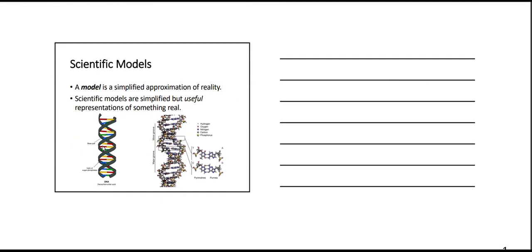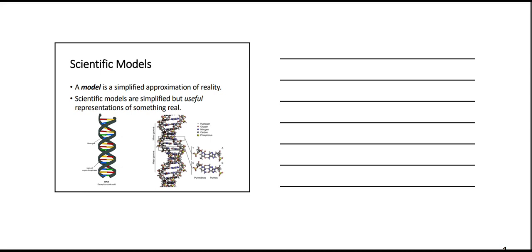Before we get into any of these, let's talk about scientific models. Models are generally made so we can understand certain chemical reactions and certain chemical phenomena. So a model is a simplified approximation of reality. What you're looking at here is the double helix structure of DNA.